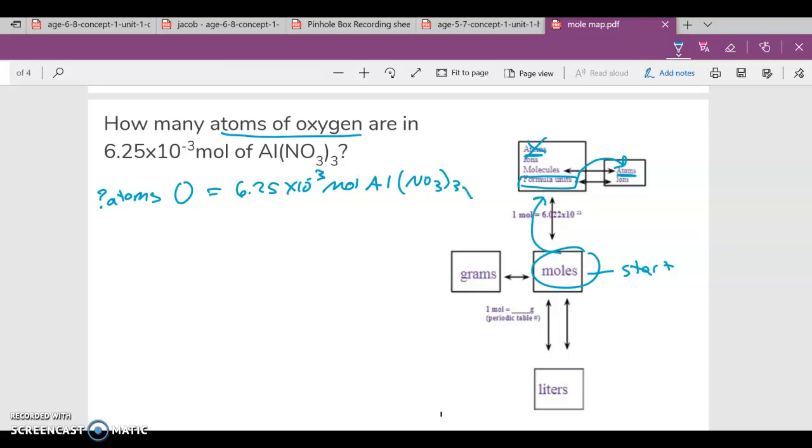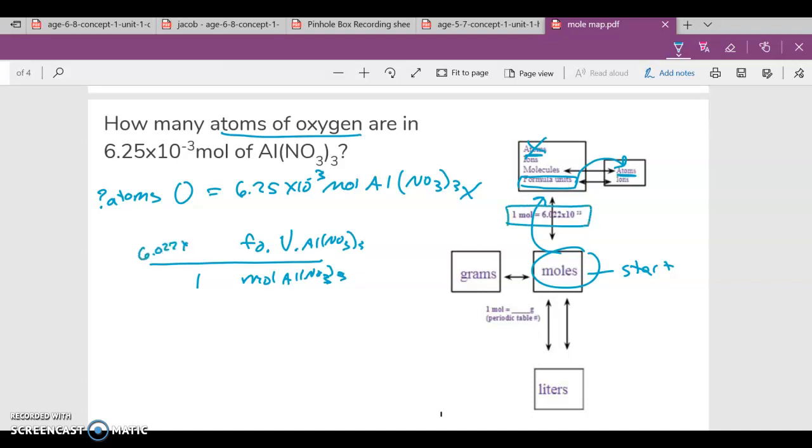So here I go, my first step. Unfortunately, I've run out of space. I've got to go down here for my first fraction. I've got moles on top. I'm multiplying by this fraction down here, so I've got to put moles on the bottom. Moles of Al(NO3)3. I'm trying to write small. And I'm going to go to formula units. Formula units is a long one, so I'm going to call them FU of Al(NO3)3. I know that 1 mole, according to this conversion factor right here, is 6.022 times 10 to the 23rd formula units of Al(NO3)3.